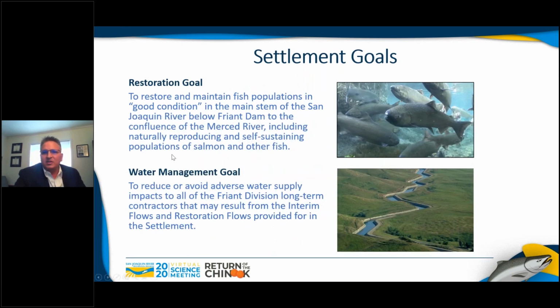The settlement establishes two primary goals. The restoration goal, to restore and maintain fish populations in good condition in the main stem of the San Joaquin River below Friant Dam to the confluence of the Merced, including natural reproducing and self-sustaining populations of salmon and other fish. And then we have the water management goal, to reduce or avoid negative water supply impacts on all the Friant Division long-term contractors that may result from the interim and restoration flows provided for in the settlement.